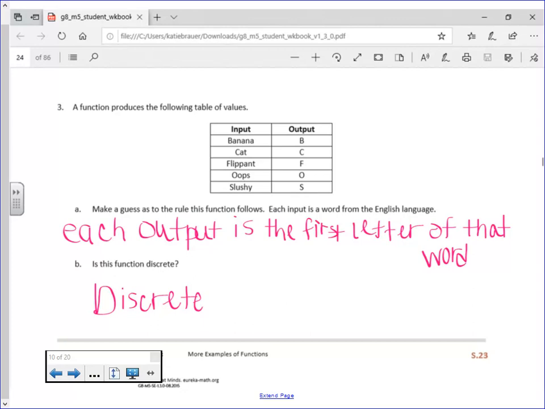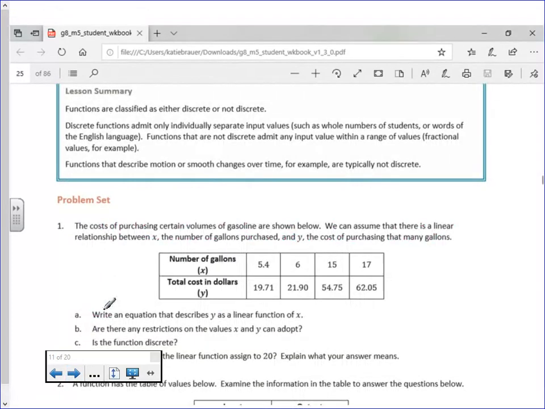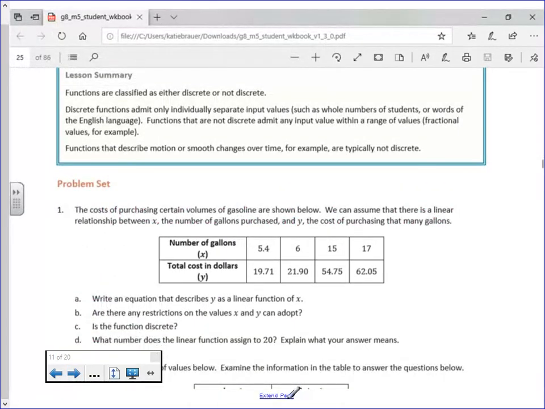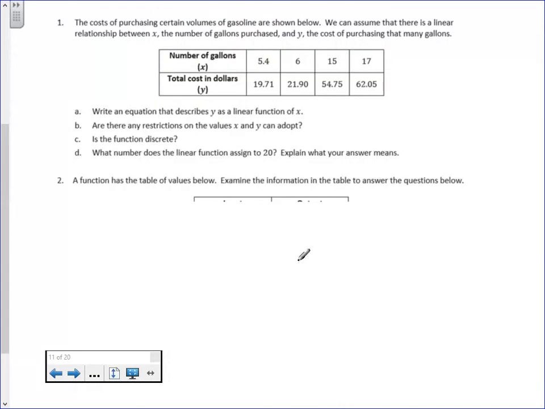Okay, moving on to the homework. So it's the same type of thing. My homework up here looks a lot like yours, I spread yours out so much farther so that you could have some room to write. But the first one says the cost of purchasing gas is shown below. 5.4 gallons cost $19.71. 6 gallons cost $20.90. Blah, blah, blah. We're going to answer these questions. I'm just going to write them. You guys have room to do all this on your paper.